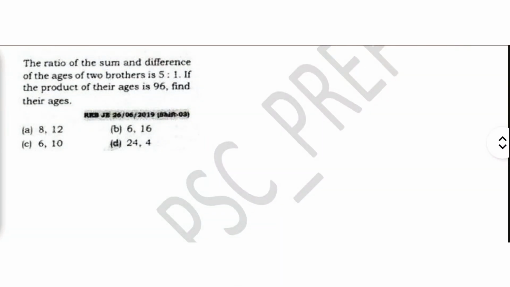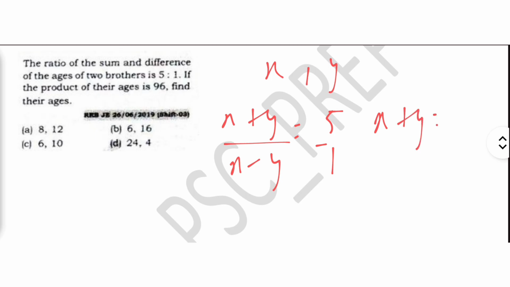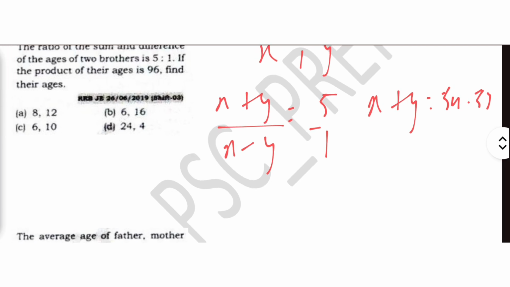The ratio of the sum and difference of the ages of two brothers is 5 to 1. Let the ages of the two brothers be x and y. We are given the sum upon the difference, and this ratio is 5 to 1. If you solve this, what do you get? x plus y is 5x minus 5y. So 5y plus y is nothing but 6y, and 5x minus x is nothing but 4x. So x upon y is how much? 3 to 2.